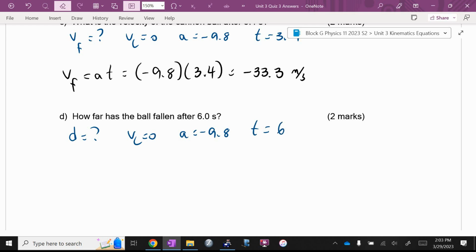Cody, I caught you mid-yawn. Which equation did you use for part D here? Oh, you didn't even bother reading the VIT? I agree. 0.5 AT squared, or I write it as AT squared over 2, same diff. I totally agree. It's going to be negative 9.8 times 6, don't forget the squared, times 2.